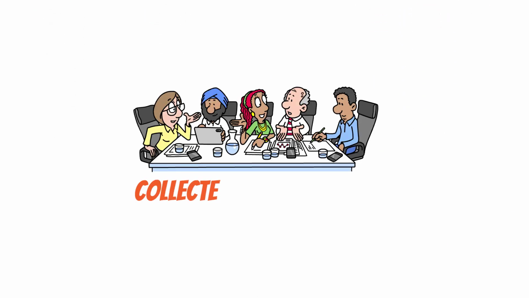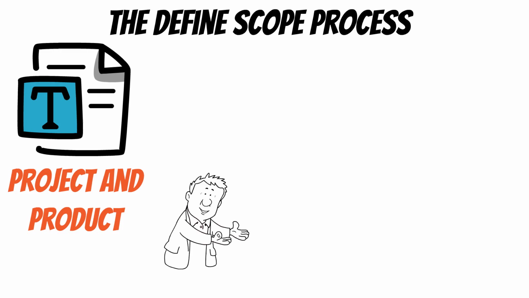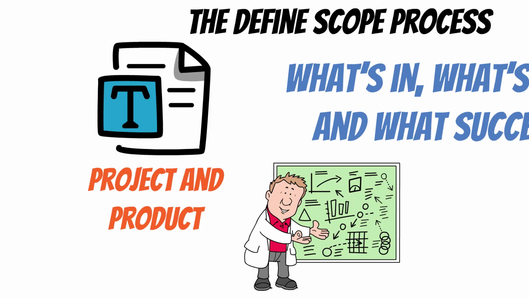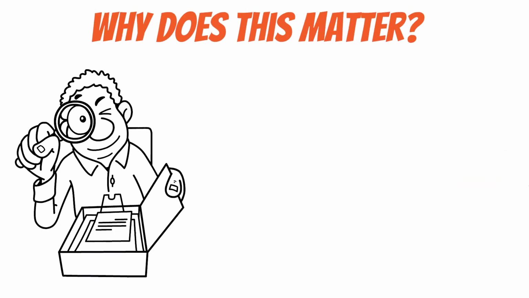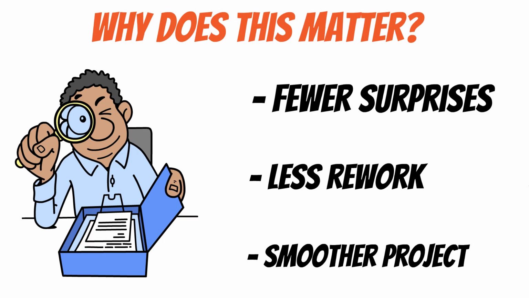Now let's talk about define scope, where we take all those collected requirements and turn them into something actionable. The define scope process is where we develop a detailed description of the project and product. It's all about setting boundaries: what's in, what's out, and what success looks like. Why does this matter? Because a well-defined scope means fewer surprises, less rework, and a much smoother project journey.